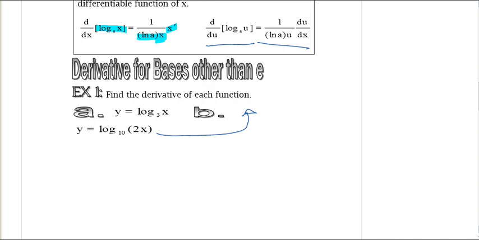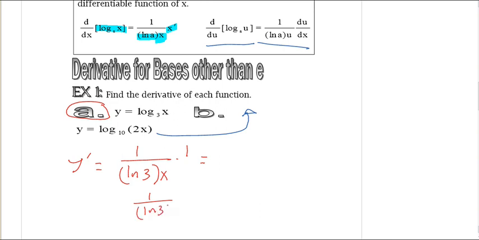So let me go ahead and color code it for you guys. Let me do the first one, part A, in red. Okay, so I'm just going to use the formula here. If I take the derivative, I get y prime is equal to 1 over ln of 3 times x, and then the derivative of x is just 1. So you end up getting 1 over ln of 3 times x. Done. That's how easy it is.